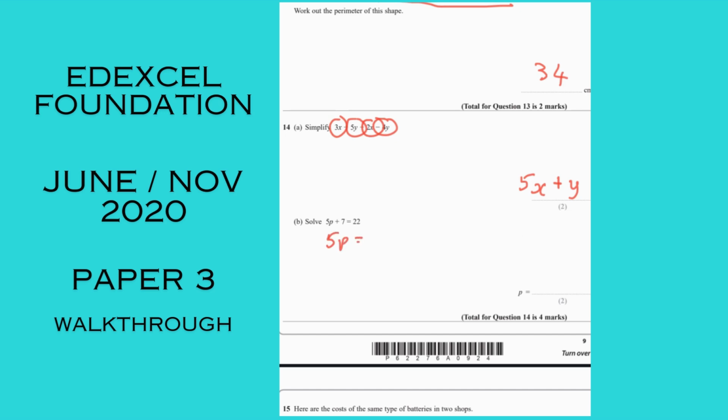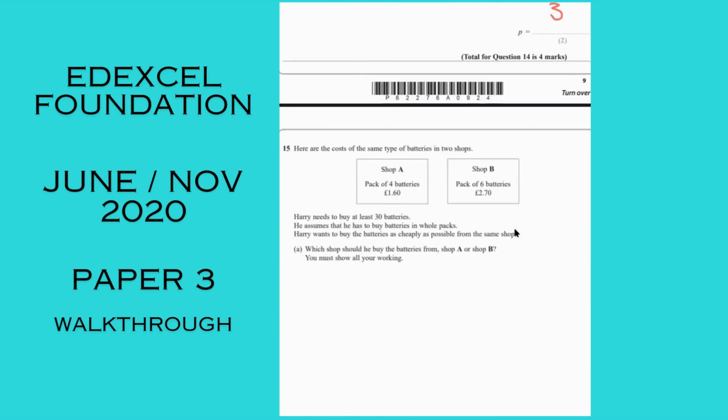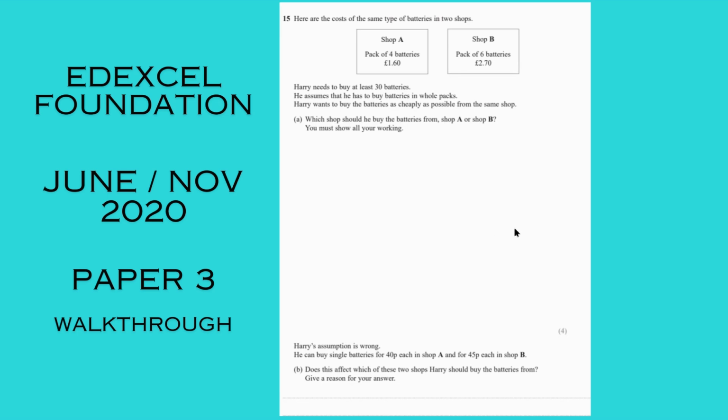If you take away 7 from both sides, you get 15, and that means a times. So again, do opposites, divide both sides by 5. 15 divided by 5 gives you 3. Next one, we've got a wordy one.